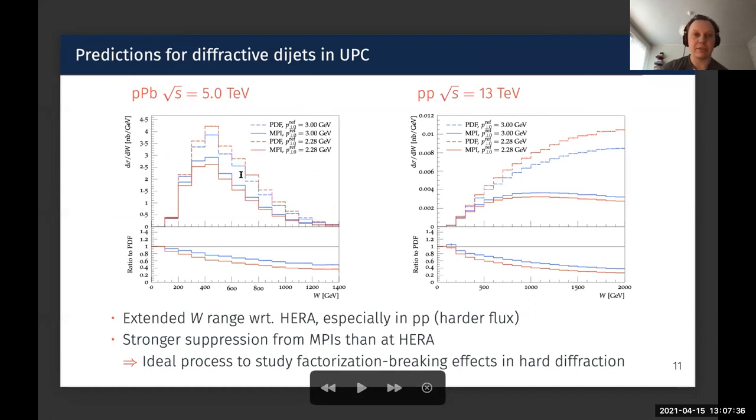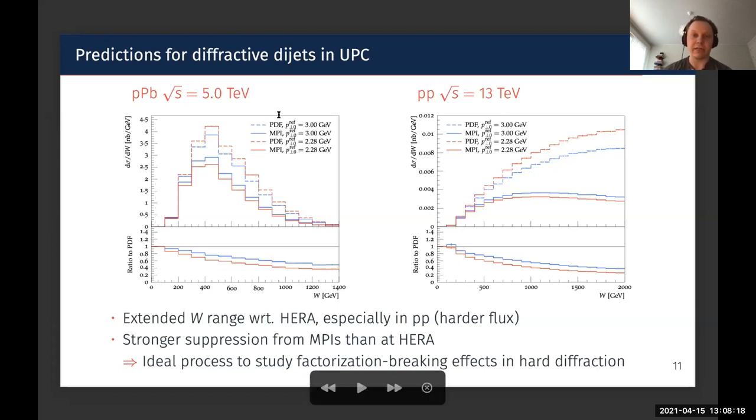The plot on the left shows our predictions for proton-lead collisions, and the plot on the right for proton-proton collisions, in terms of the invariant mass W of the photon-proton system. First of all, we notice that the W range is very much extended compared to HERA, especially if we could do this measurement in proton-proton collisions. And since we have this larger energy available, we would predict quite a bit stronger suppression from the MPIs than what we had at HERA.